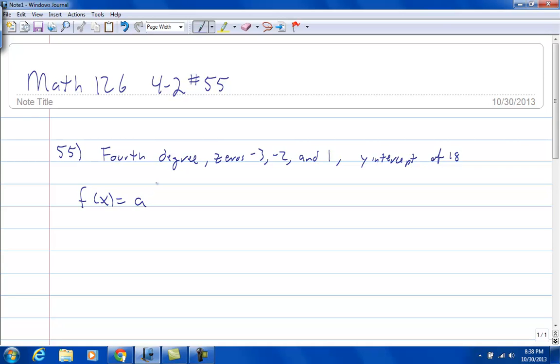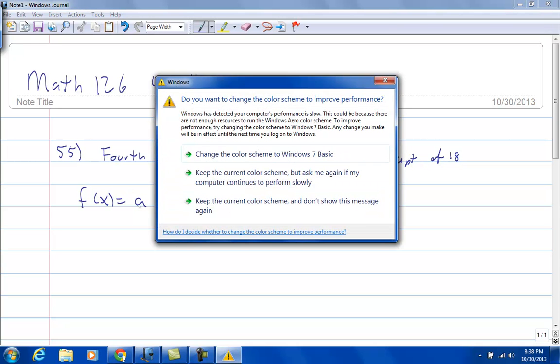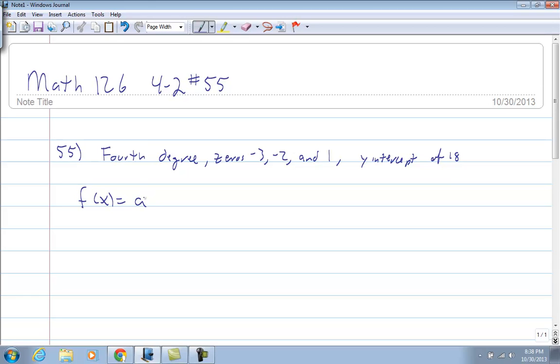equals a. And I say a because we're given this condition that the y-intercept is 18. So this a is here so that we can plug things in. A could be 1, could be something else. We'll find out. A times x minus -3 times x minus -2 times x minus 1. We'll do that one as squared.